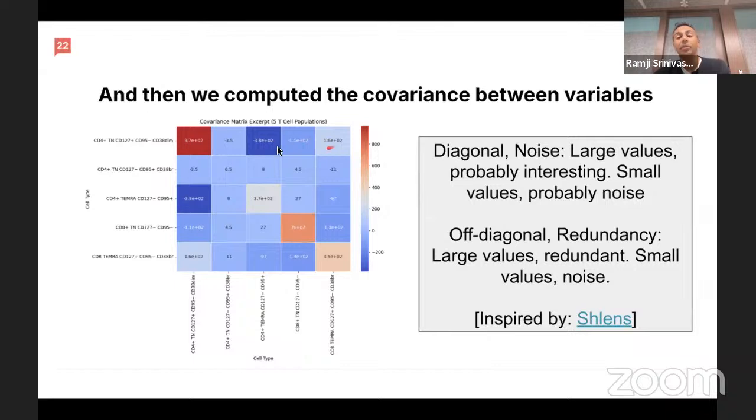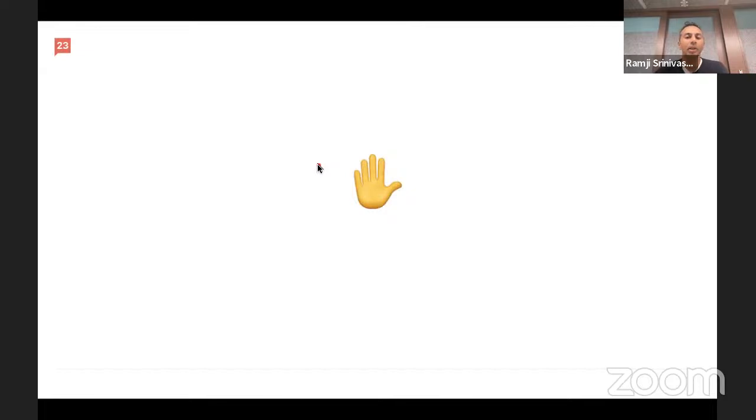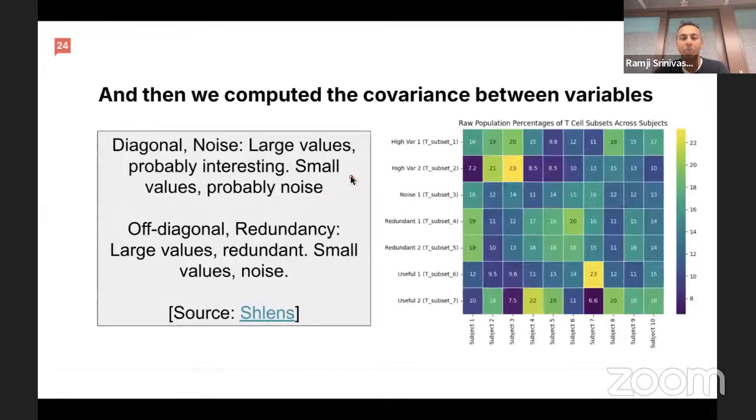And the diagonal will show either signal or noise. So a high value over here is probably interesting. A small value is probably noise. Off diagonal is redundancy. So large values are redundant and small values are going to be noise. And so we're going to walk through to build your intuition for that. So let's go down to a smaller version of this data set, or excuse me, a dummy version of this data set, to explain that in more detail.